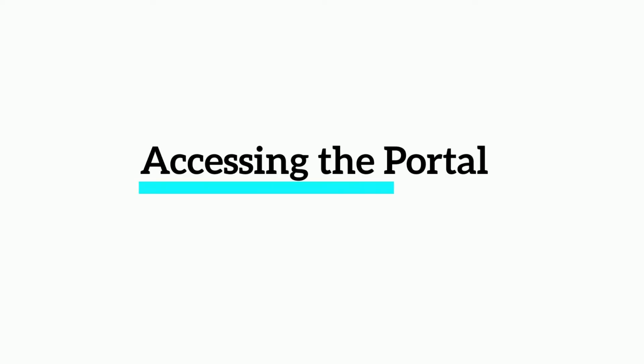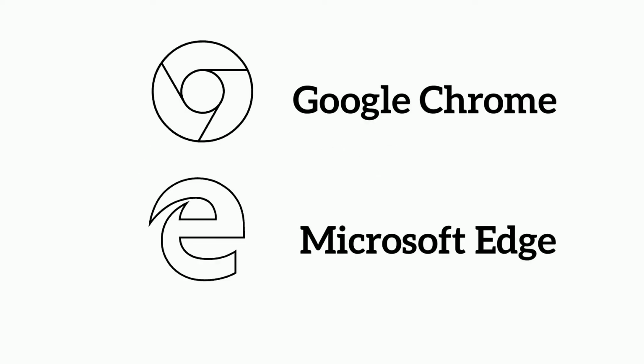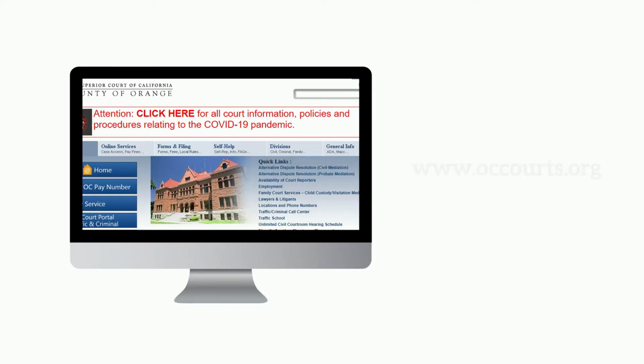Now, let's go over how to access the portal. For the best experience, we recommend using a desktop computer with the Google Chrome or Microsoft Edge browser. In order to access the portal, go to the court's public website at www.occourts.org.